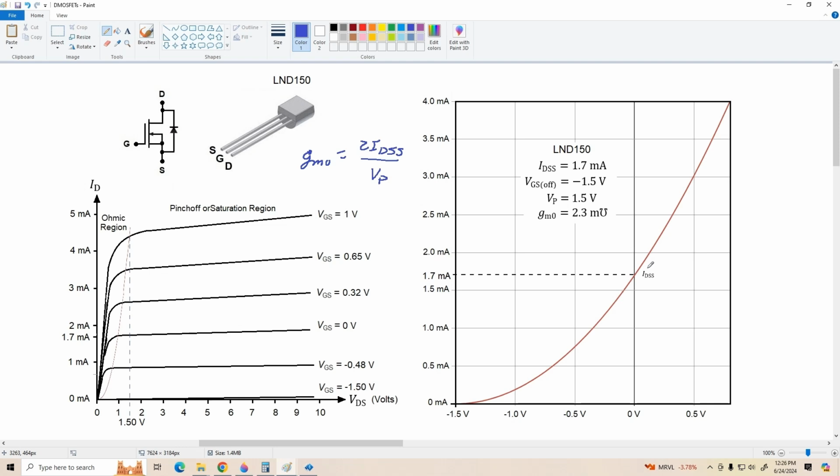Now, neither JFETs, bipolar transistors, or enhancement mode MOSFETs can do this. So this is one of the nice advantages of the depletion mode MOSFET, this zero biasing option, and that's what we're going to look at next.